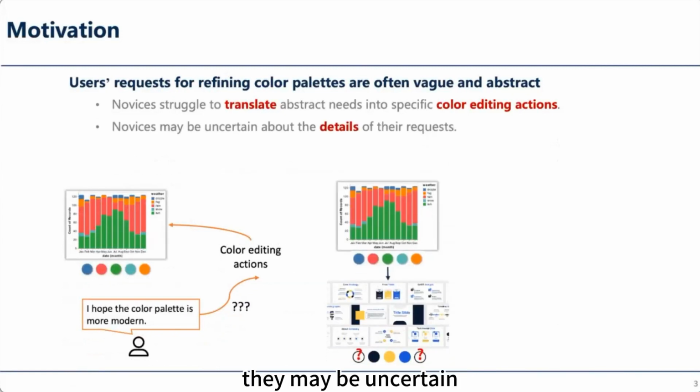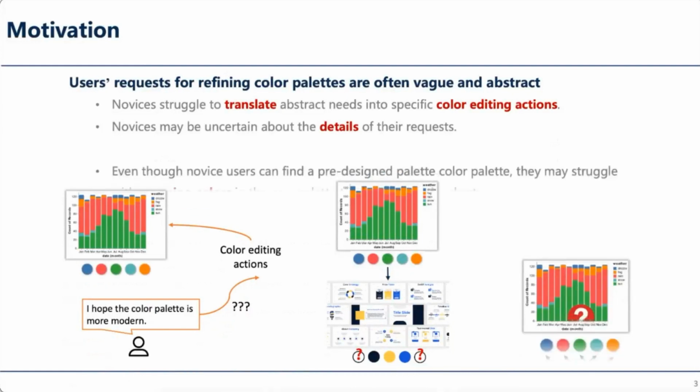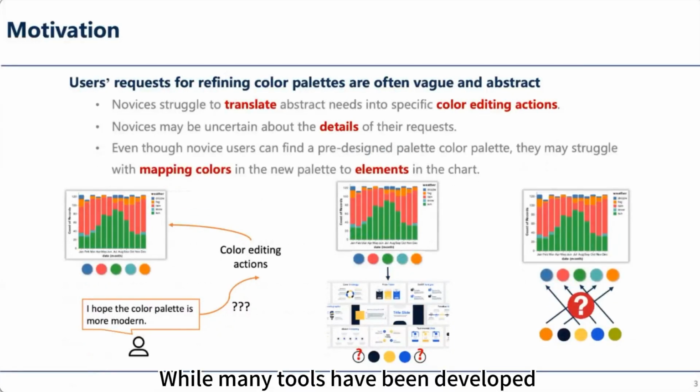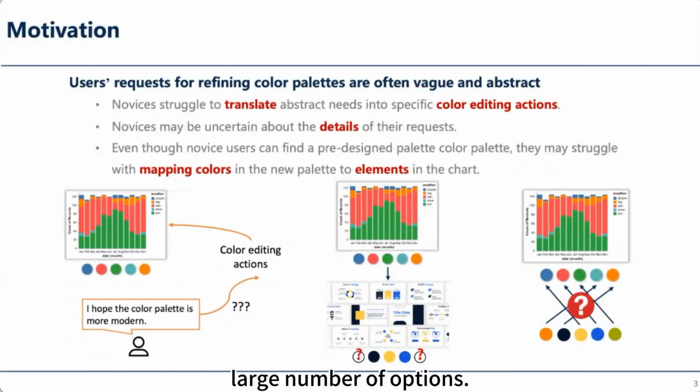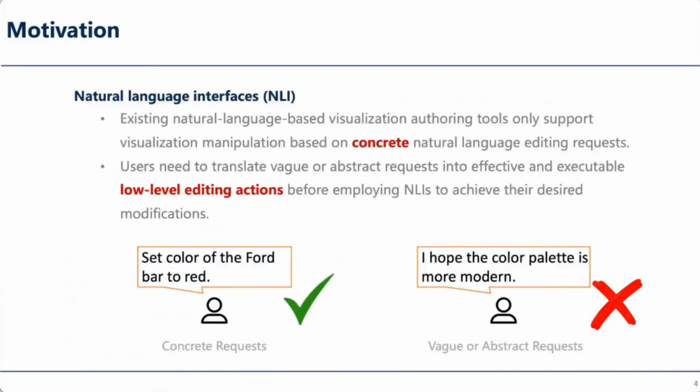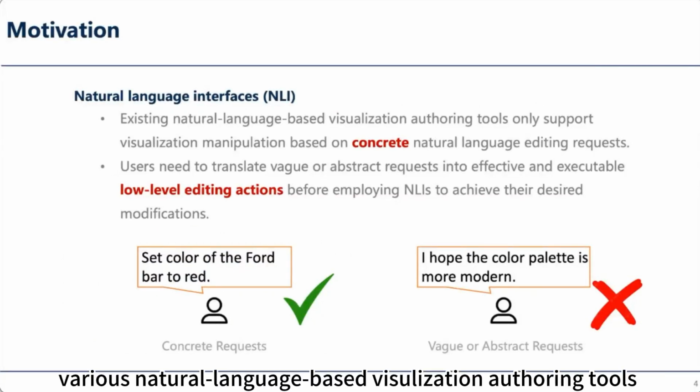Moreover, they may be uncertain about the details of their requests, such as how to select colors that complement the primary color of the slide deck. While many tools have been developed to aid in color palette selection, users may find it tedious to locate the appropriate palette among a large number of options. Even though they can find the right one, they may also struggle with mapping colors in the new palette to elements in the chart. To make visualization authoring and modification more accessible, various natural language-based visualization authoring tools have emerged.